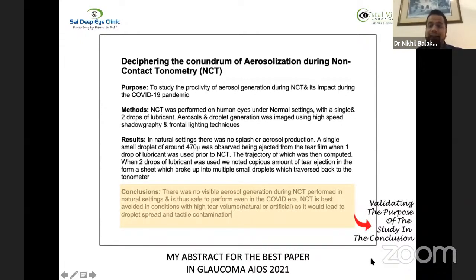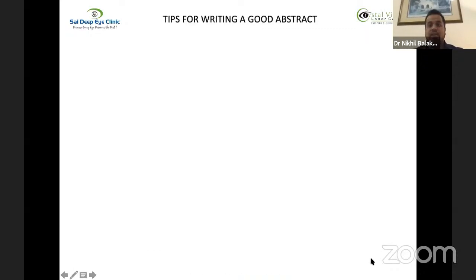The conclusion, again, has to validate the purpose of the study. If your study has asked a particular question, a question that you have put across about what the whole study is about, the answer to it should be there in your conclusion. Only that concludes a good abstract.